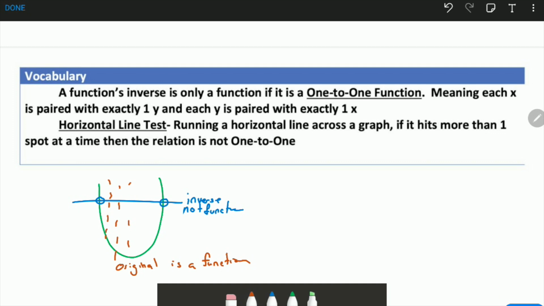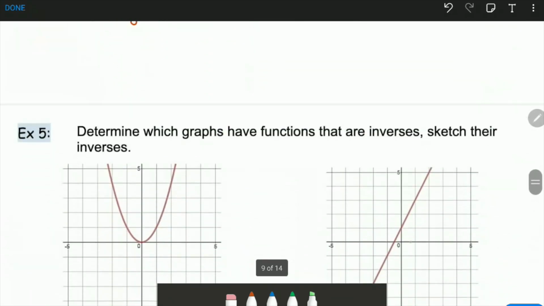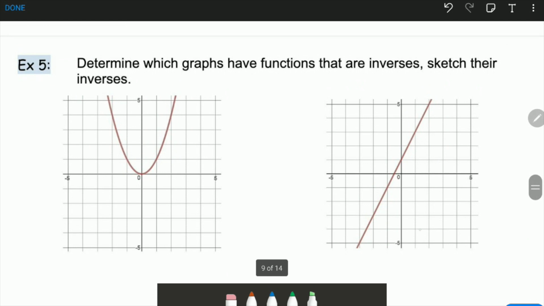And a one-to-one function has both the original and the inverse being a function, meaning that it passes both the horizontal and vertical line tests. Let's take a look at the examples here. We're supposed to determine if the graphs have functions that are inverses and then sketch the inverses. This is regardless of whether they are functions or not. So let's just talk about the original and inverse.